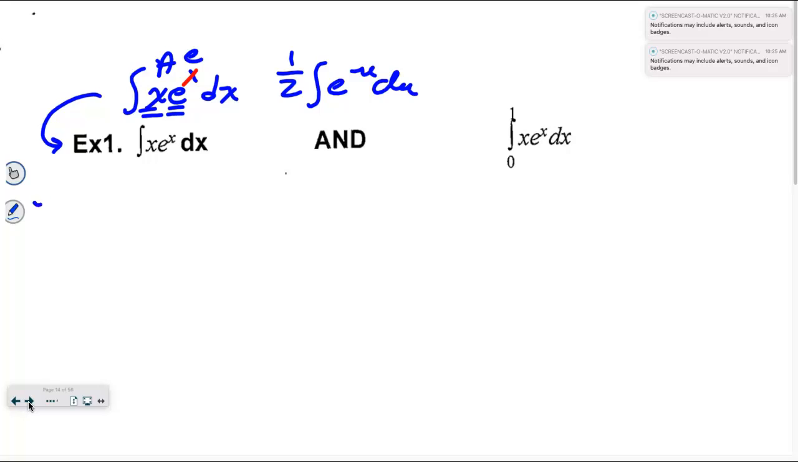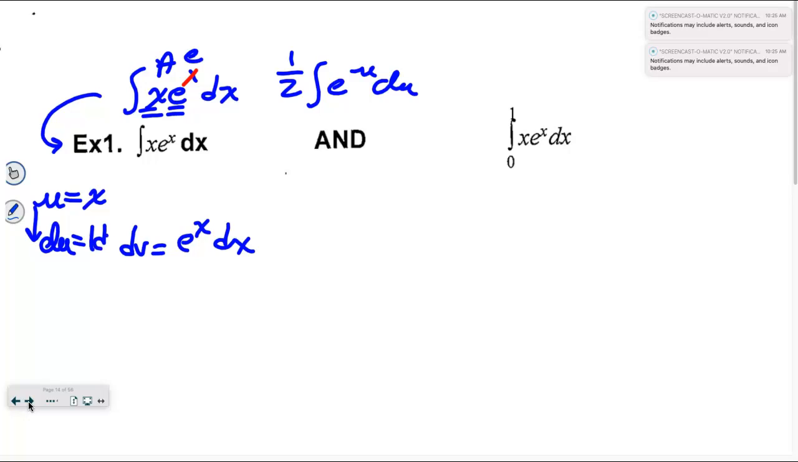Who gets to be my u when those two are battling out on the LIATE hierarchy? x. Yep. So my dv, go right down on the diagonal, would be the e to the x dx, the rest of it. Then you differentiate going down. What's du?